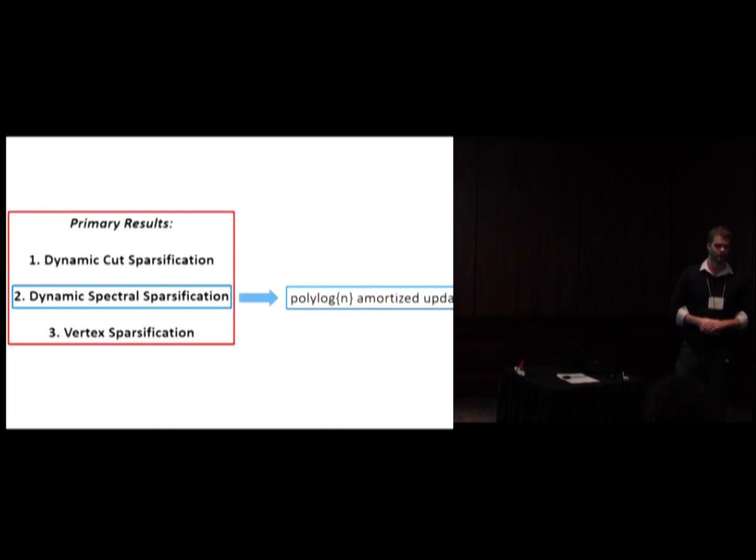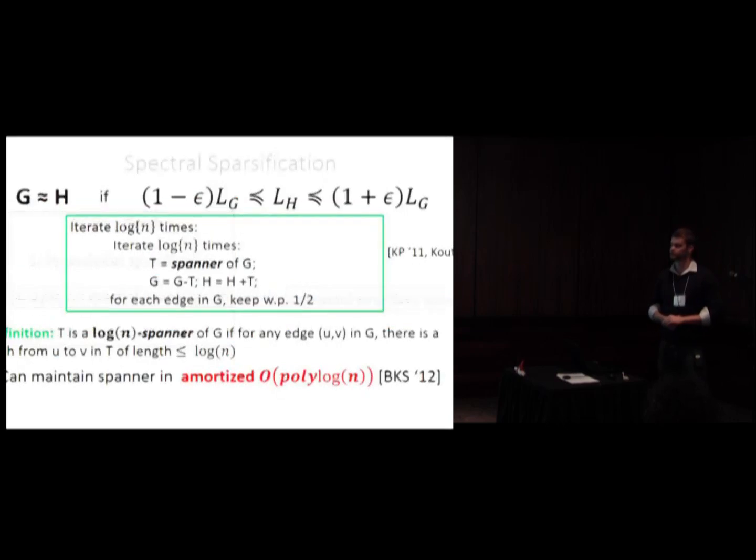So let's move on now to spectral sparsification. Recall the claim was that we could get amortized polylog time, and it's going to be very closely related to dynamic cut. I won't have time to go over exactly what it means, but the Laplacians are close for spectral sparsification. The algorithm is exactly the same, except for one part in bold, in which we find a spanner instead of a forest or a tree.